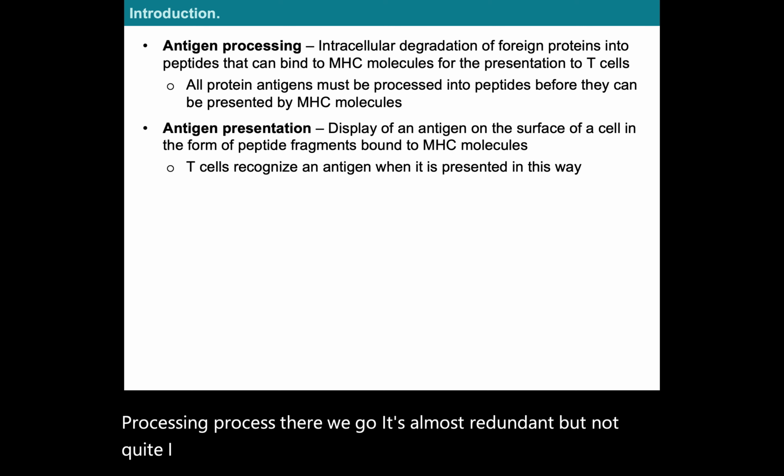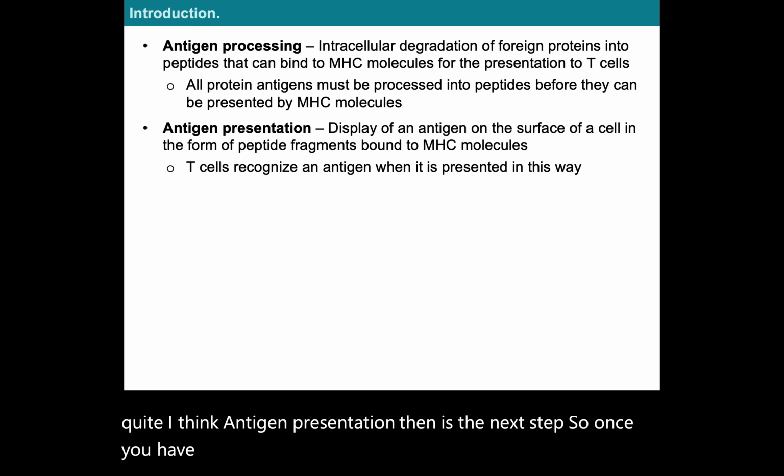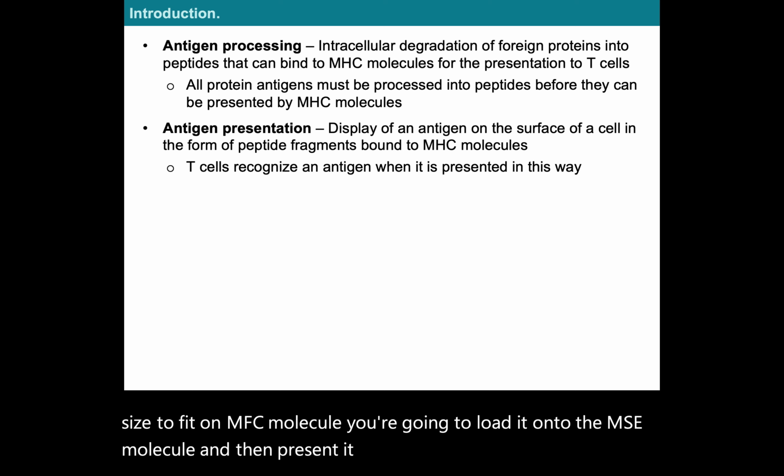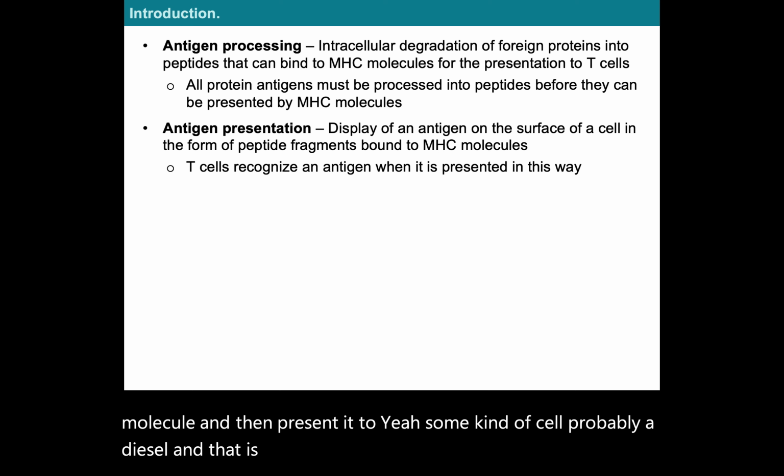Antigen presentation then is the next step. So once you have processed an antigen, chopped it down to just the right size to fit on an MHC molecule, you're going to load it onto the MHC molecule and then present it to some kind of cell, probably a T cell. And that is the next step. So together, these are how we show antigens to the immune system.